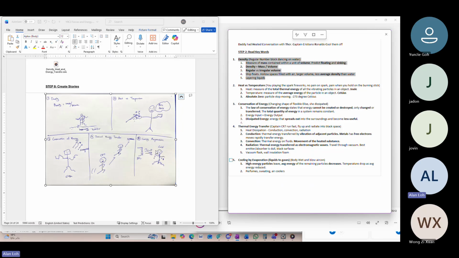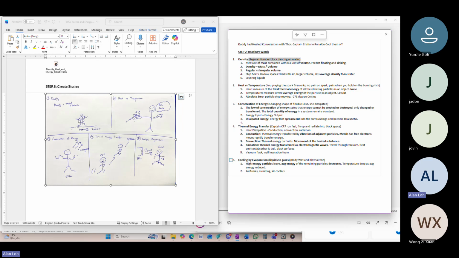So let me explain the story one by one. I've already written the story over here, so let me explain to you how I drew this out. Regular number block. When your younger brother was younger, they had this cartoon that they liked to watch, called Number Blocks. That's what Ren and Han liked to watch when they were much younger.